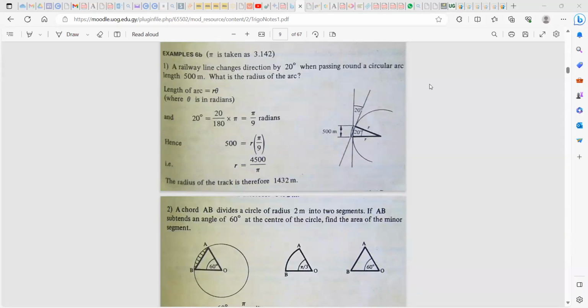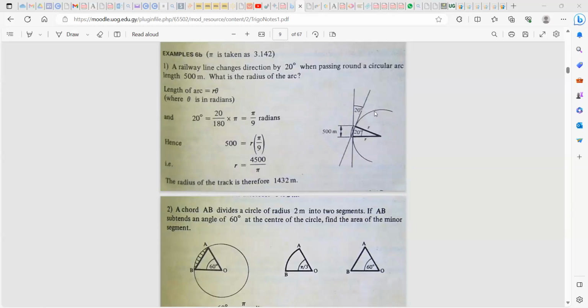It changes direction by 20 degrees when passing along the circular arc, and the length of the arc is 500 meters, right? So this arc here, and it's kind of small, right? You see it's small. So the arc from here to here is 500 meters, right? And you want to know what's the radius.